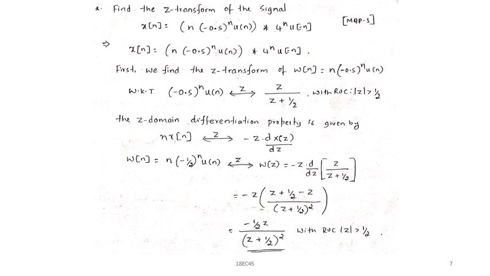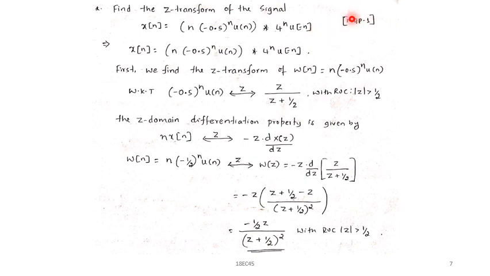So next we will discuss a problem on properties of the Z transform. Find the Z transform of the signal x of n is equal to n into minus 0.5 to the power n u of n convolved with 4 to the power n u of minus n.